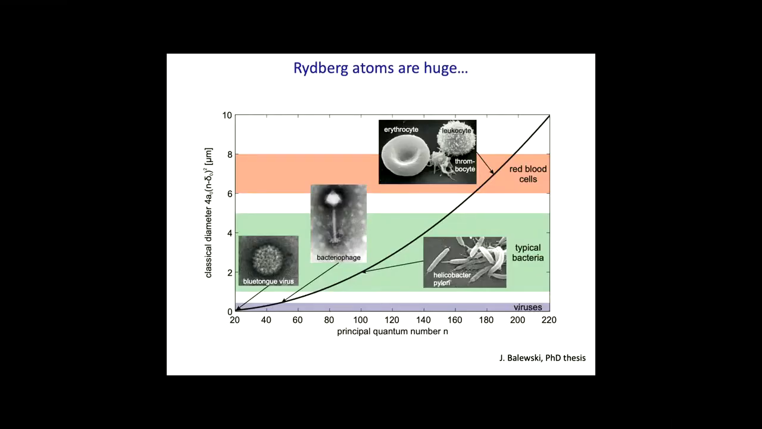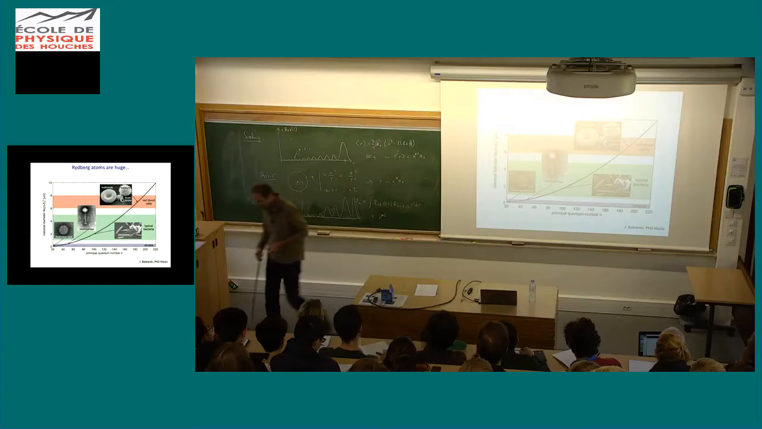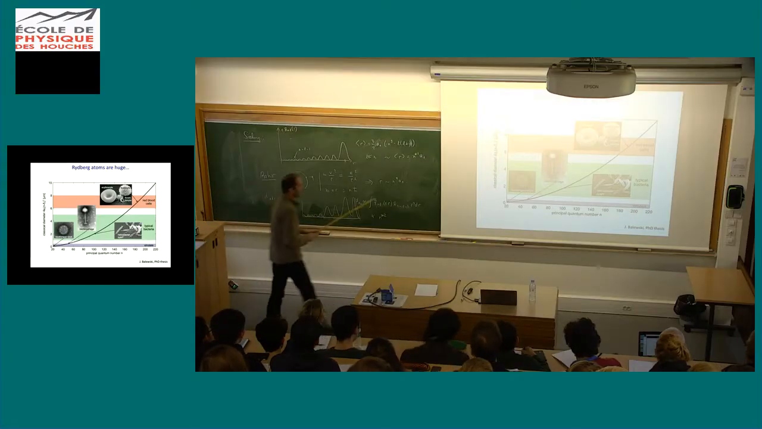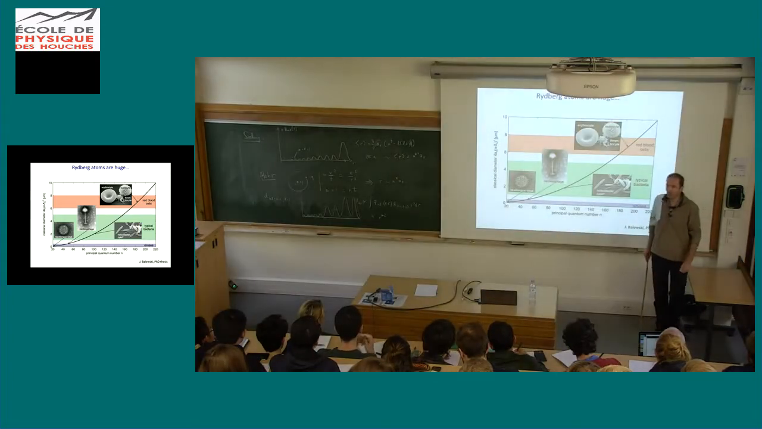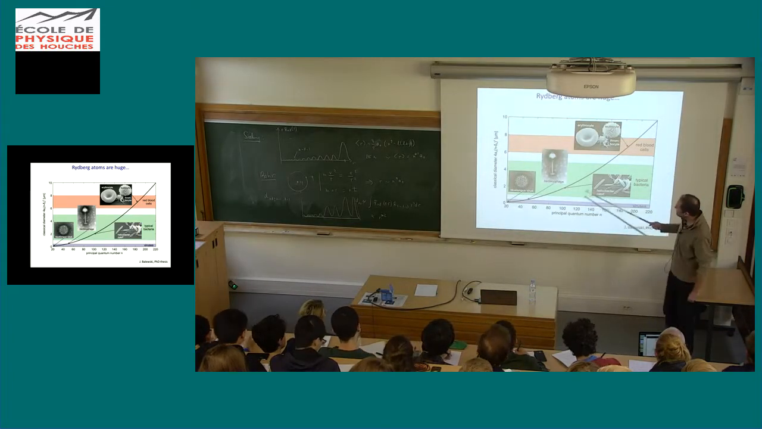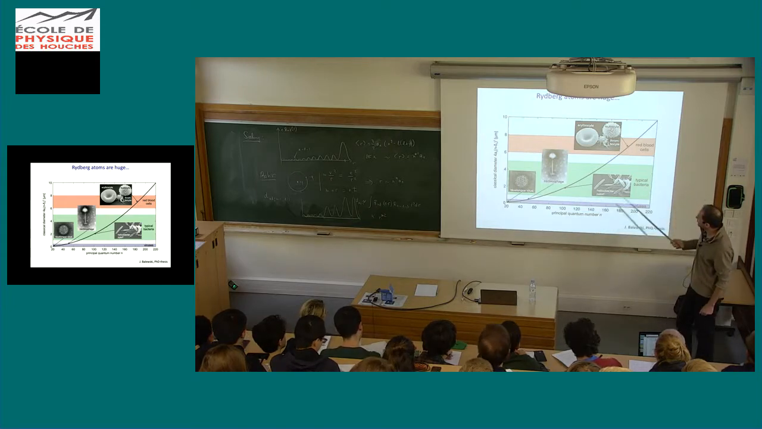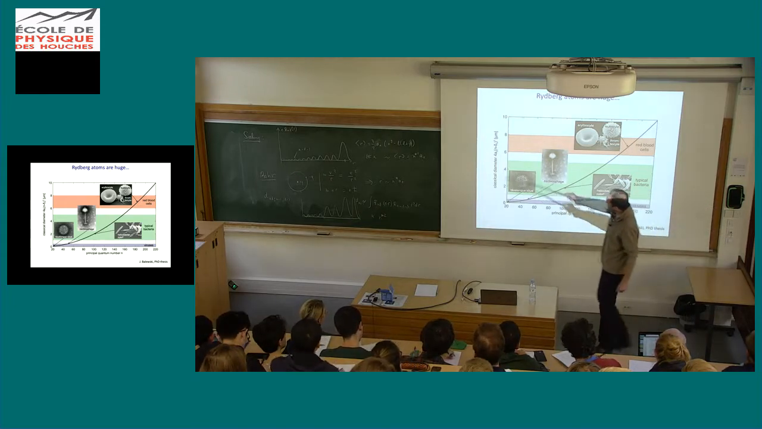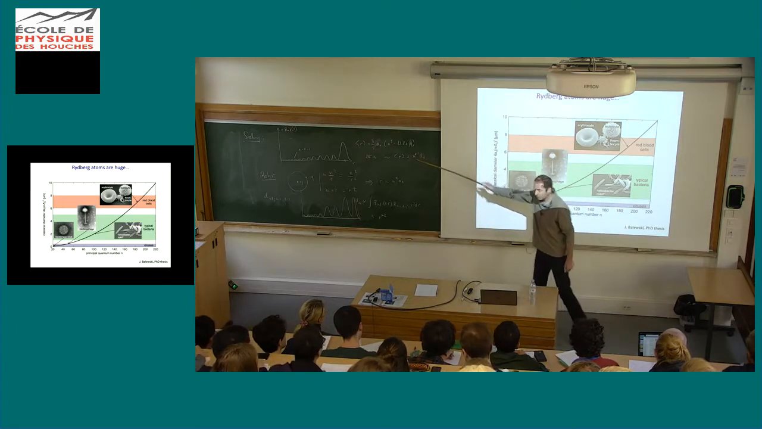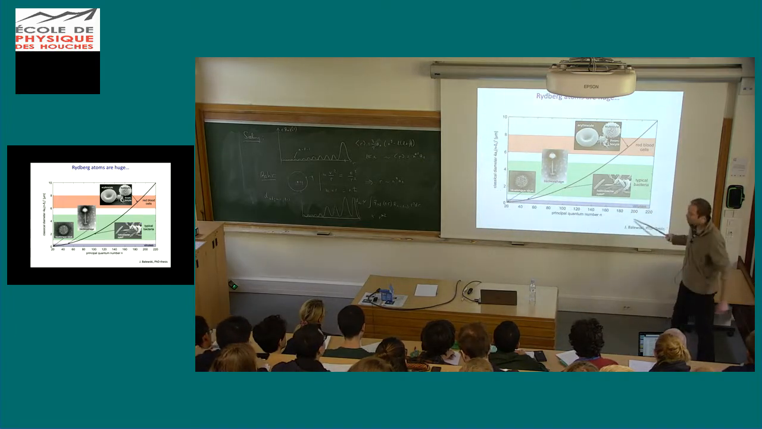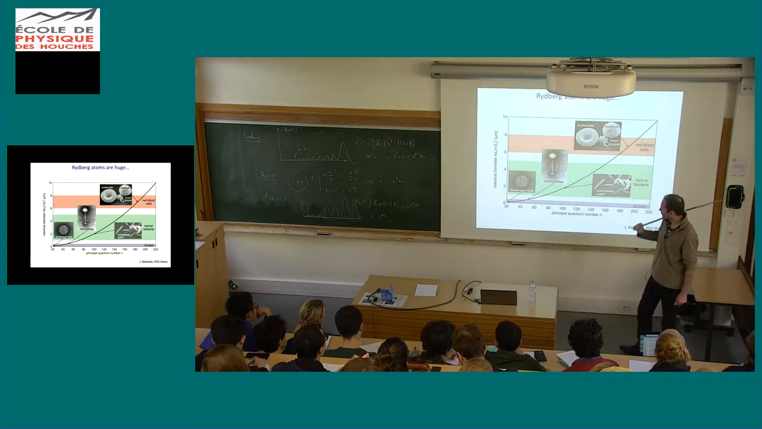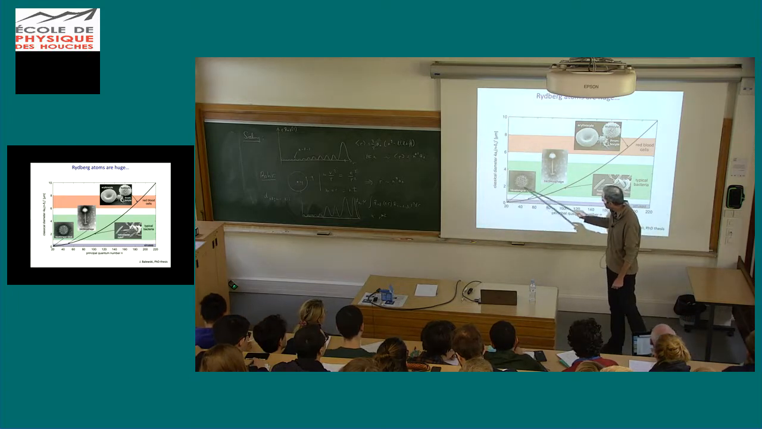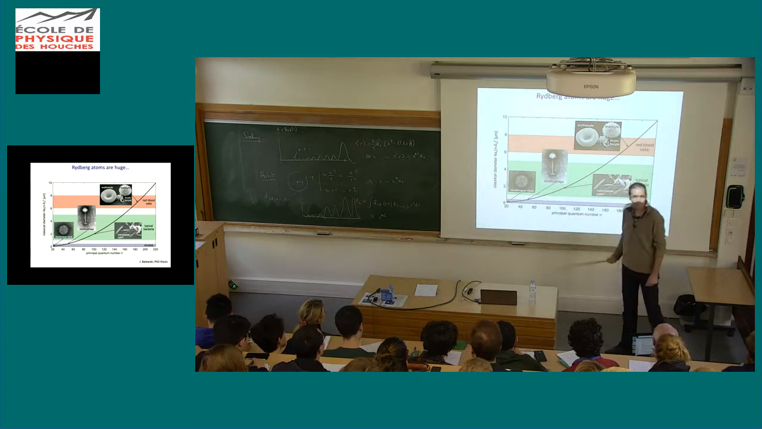So just one thing, because it's very, very striking, actually, when you run the numbers: Rydberg atoms are really, really huge. It's kind of a miracle that we can do anything with them. This is something I've taken from a PhD thesis from Stuttgart. So this is the classical diameter, essentially this formula, as a function of the principal quantum number, expressed in micrometers, compared to some kind of biological object. So n equal 20, you're already close to the size of a virus.